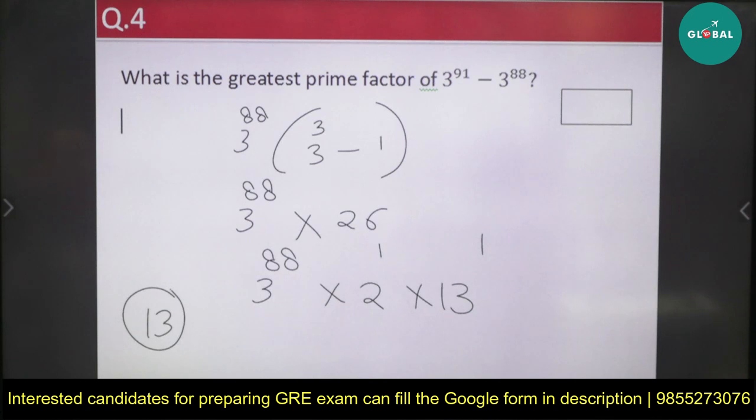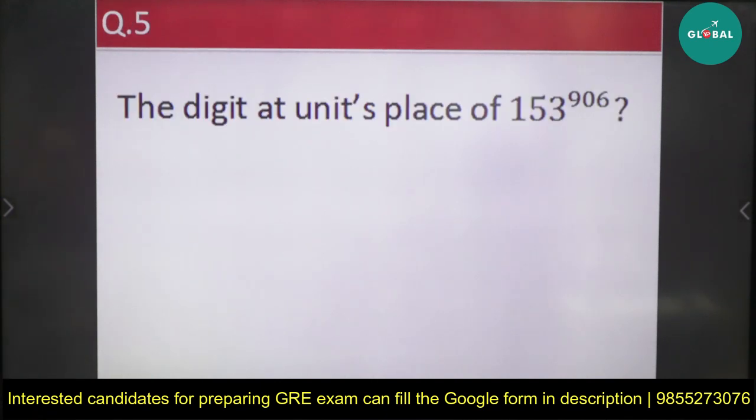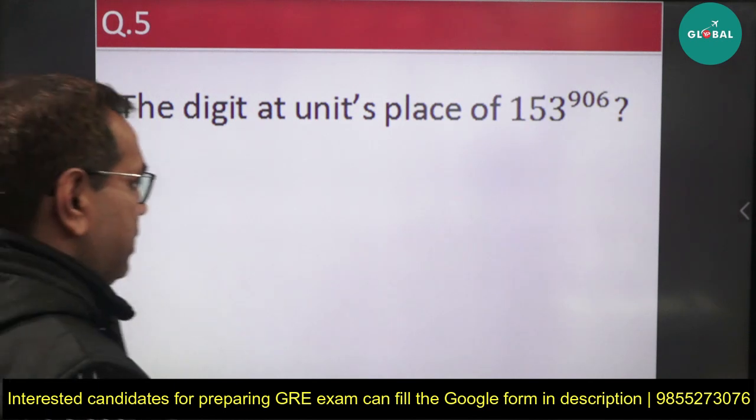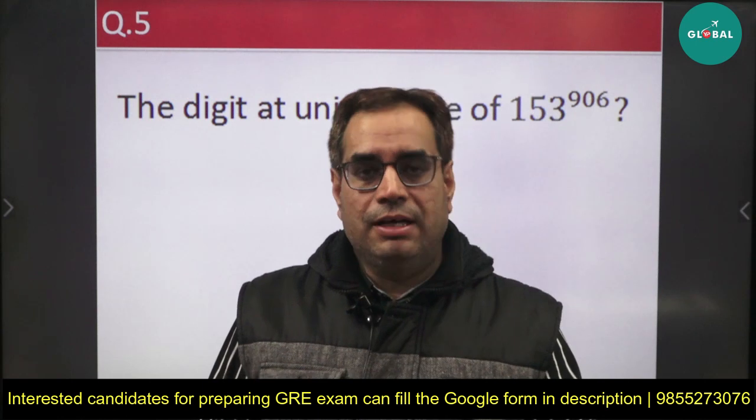Now come to question number 5. The digit at the units place of this number. The unit digit is also important for the GRE exam. You may get such a question. So now let us check what the answer is. You have to write the answer in the box provided to you. Okay, you may get a box to write the answer.